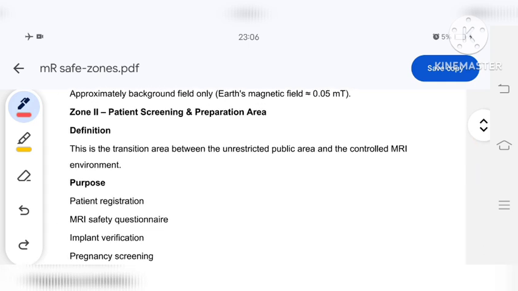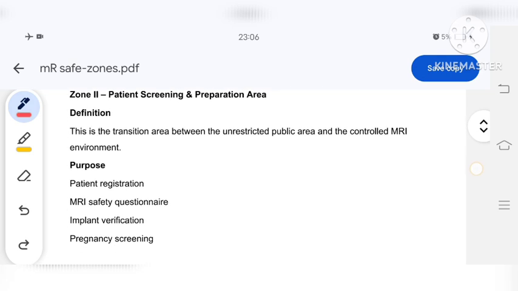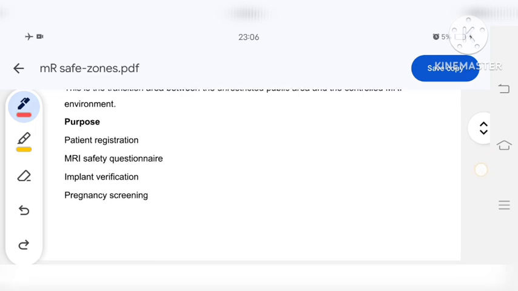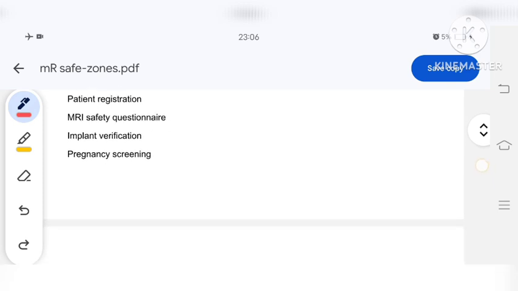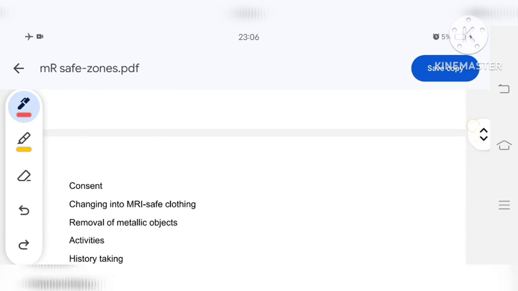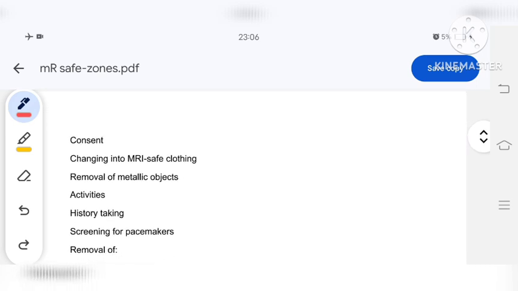Zone 2, also called the patient screening or preparation area. Definition: this is the transition area between the unrestricted public area and the controlled MRI environment. The purpose of this zone is patient registration, MRI safety questionnaire, implant verification, pregnancy screening, consent, changing into MRI safe clothing, and removal of metallic objects.